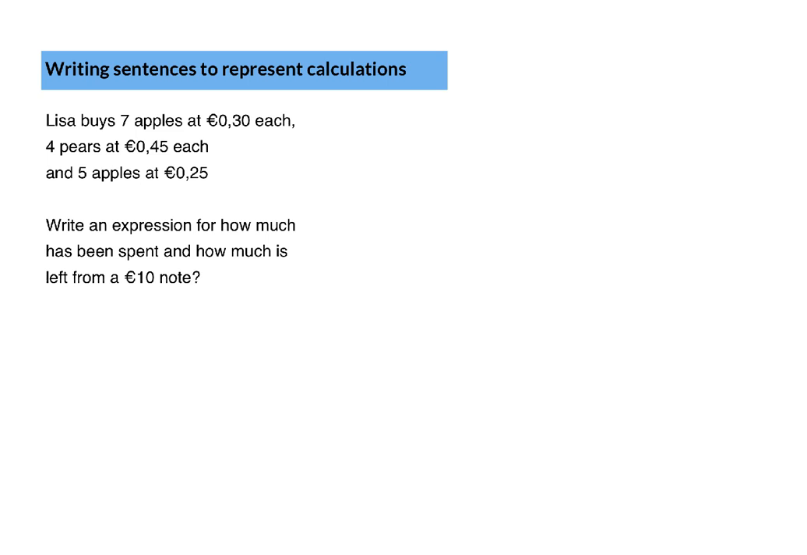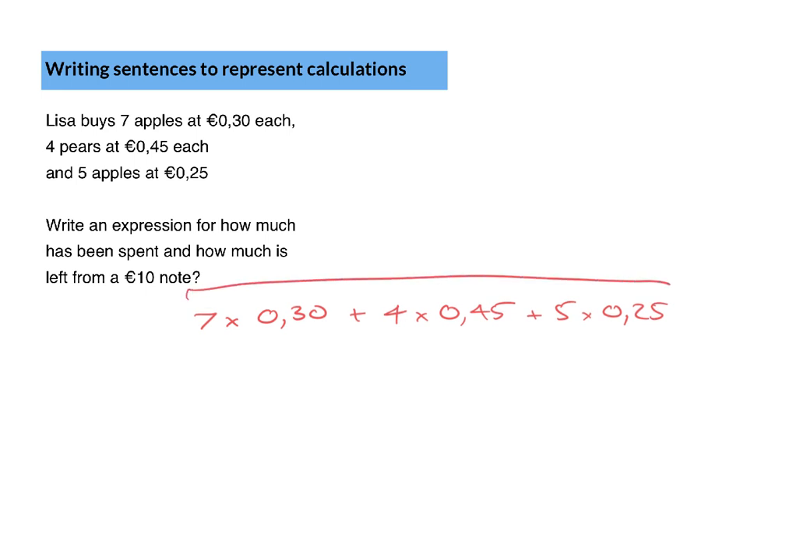So what has she done? So the expression for how much she spent. So she spent, let's have a look, 7 lots of 0.30. She spent it on one set of apples, plus she's also got 4 lots of 0.45, plus she's got 5 lots of a different apple multiplied by 0.25. So this amount here represents what she spent.